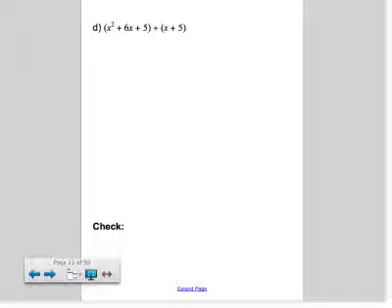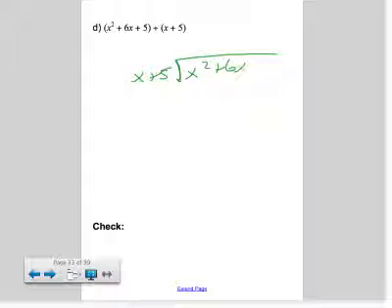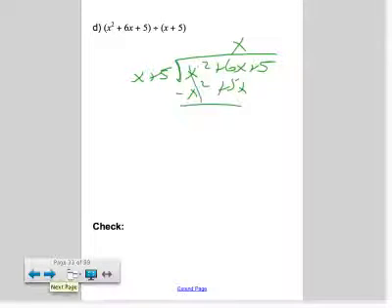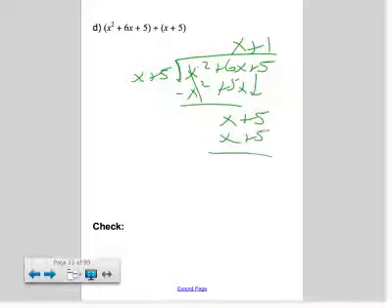Again, my suggestion, do this on your own. So I have x plus 5, and I'm dividing that into x squared plus 6x plus 5. That's not a square root, that should be a division sign, sorry about that. So x goes into x squared, x times, multiply x squared plus 5x, subtract them, those cancel, 6x minus 5x is 1x, bring down the plus 5, x goes into x, positive 1 times x is x, 1 times 5 is positive 5, subtract them, x minus x, 0, 5 minus 5, 0, remainder is 0.